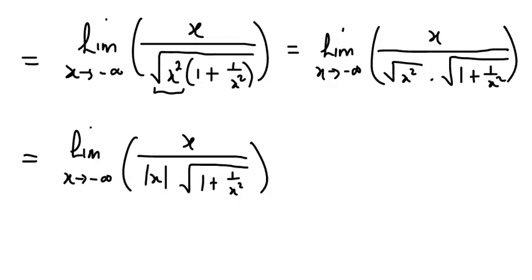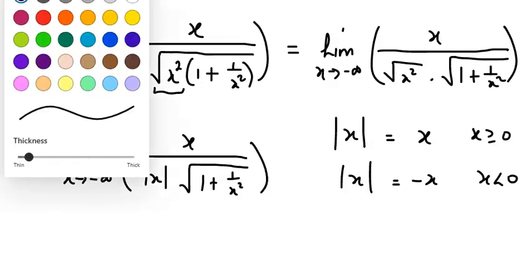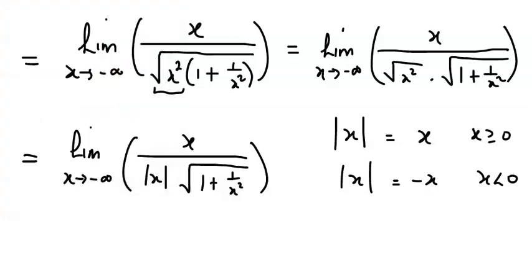So now let's take note of this. We know that the absolute value of x is equal to positive x, given that x is greater than or equal to 0, while the absolute value of x is equal to negative x, given that x is less than 0. What is that telling you? That is telling us something really cool: that this part here is equal to negative x.